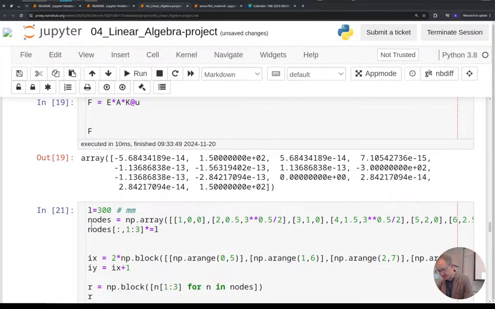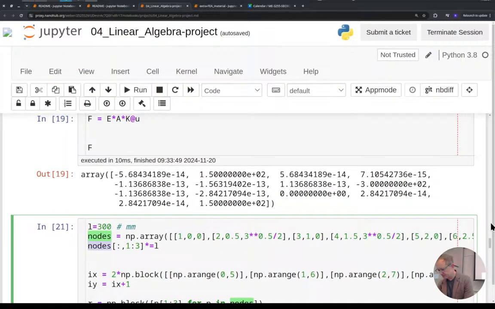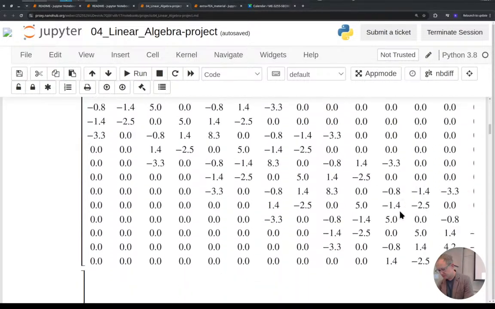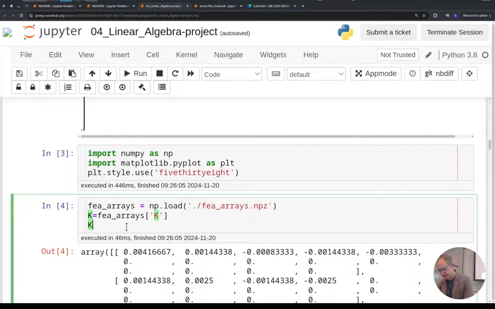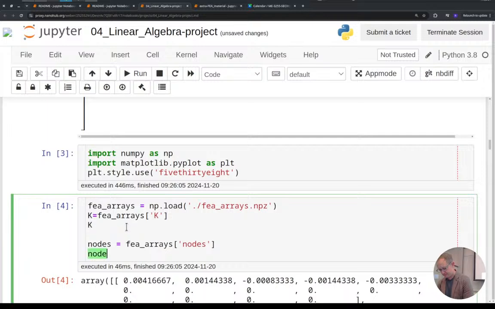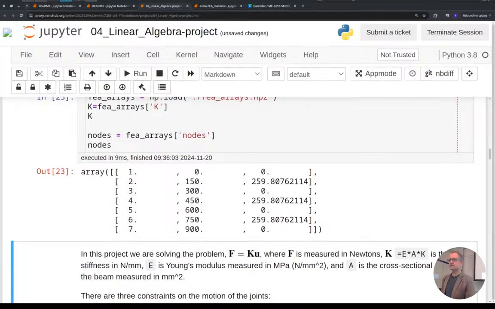You can also get nodes when we load in this K array. We could also say nodes equals, and that gets popped. It's saved inside that FEA arrays NPZ file too.